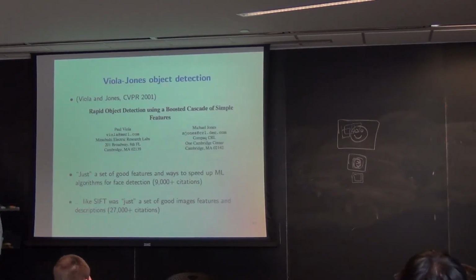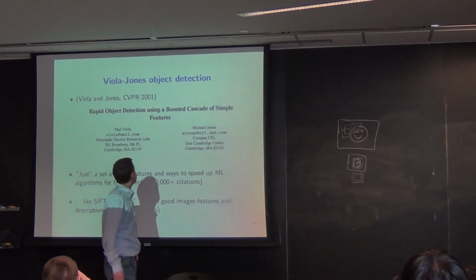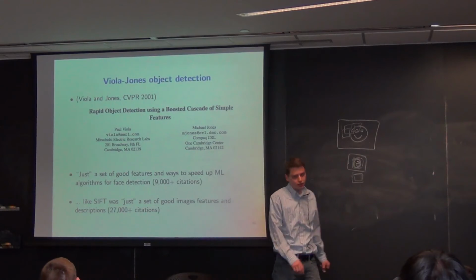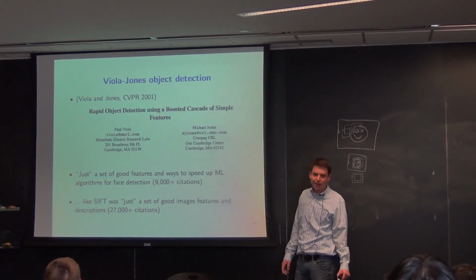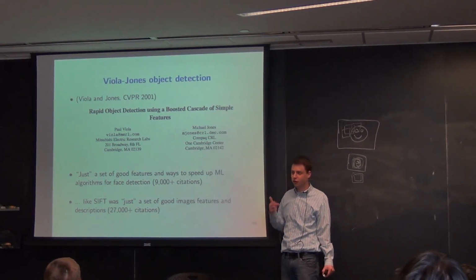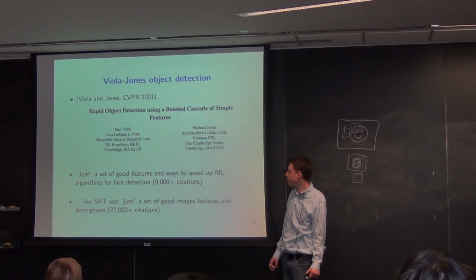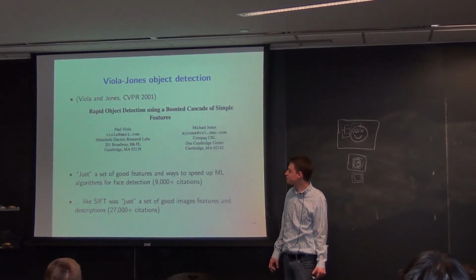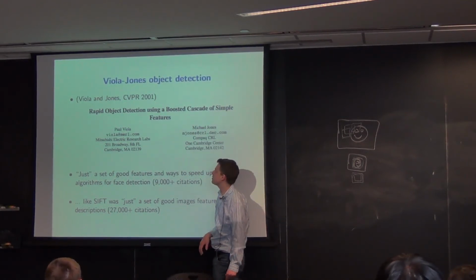So here's how they do it. This is a method called Viola-Jones object detection. I think it's just about now being surpassed. People are finding better ways to do things than this, and it took only about 13 years for that to happen. So this was a really, really good method. It was called rapid object detection using a boosted cascade of simple features.